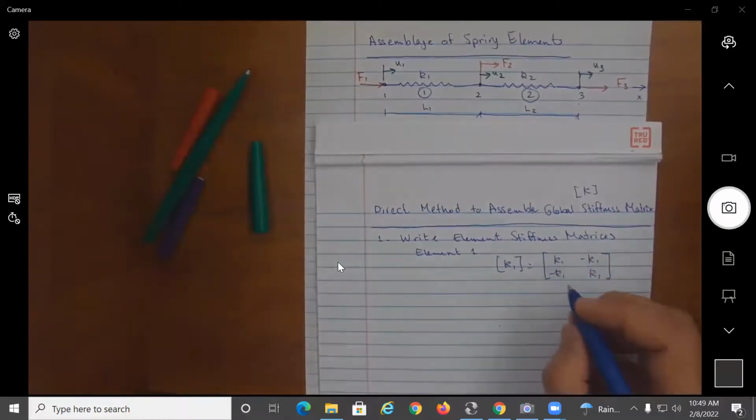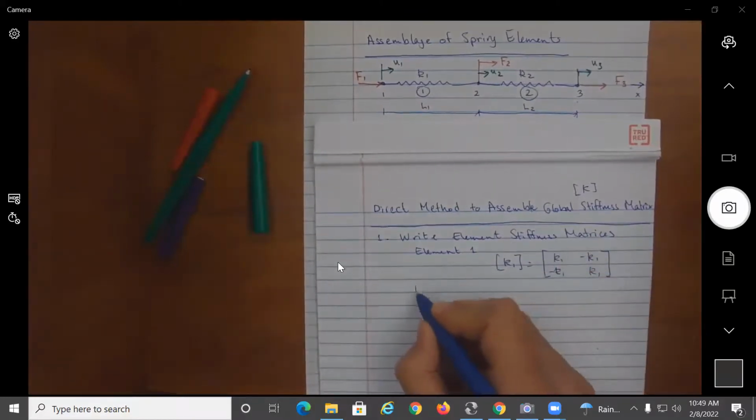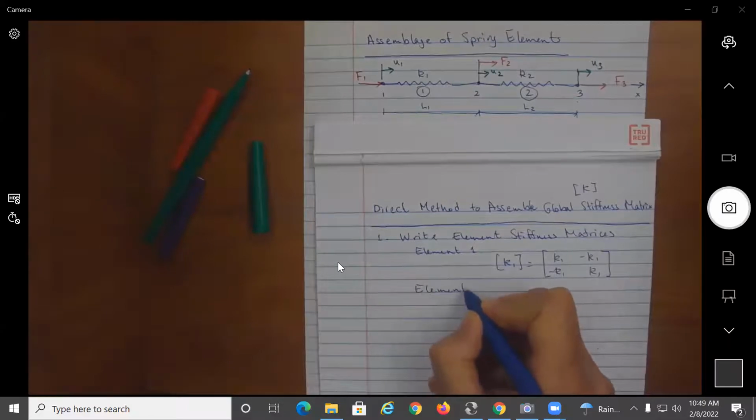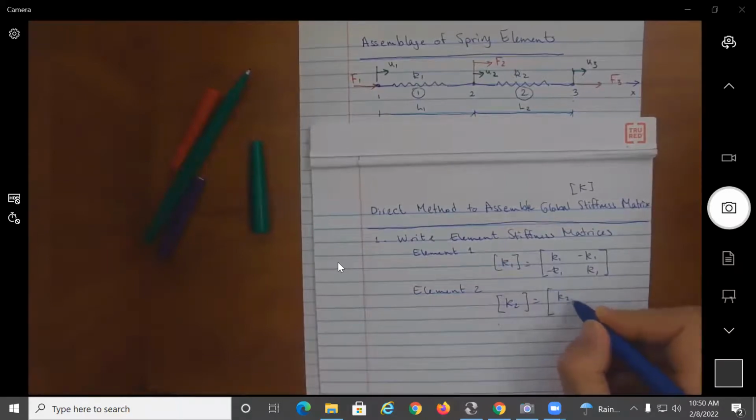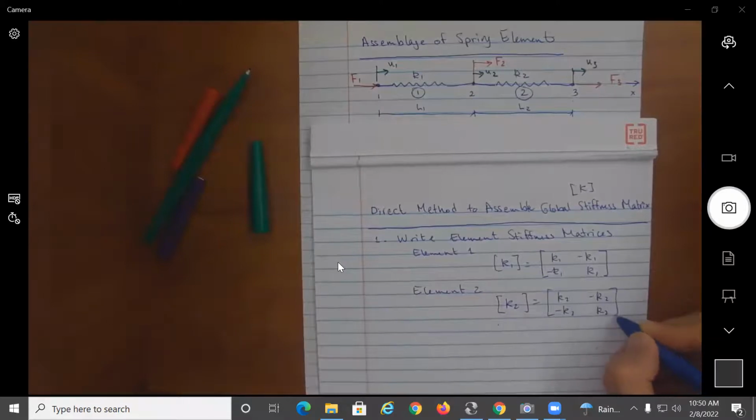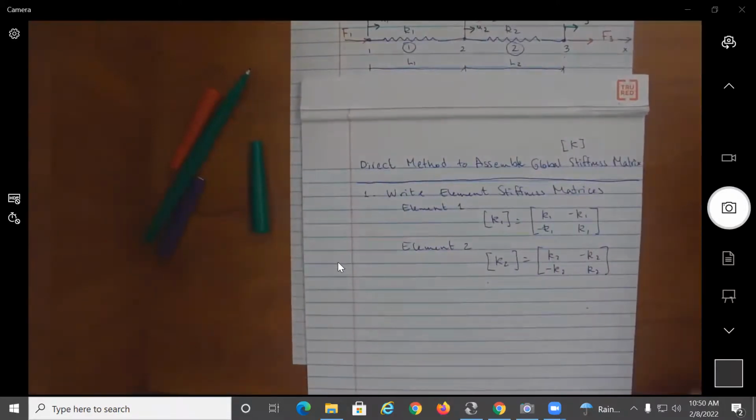And I'm going to have a K2, element 2, is going to have a K2 that is equal to K2, minus K2, minus K2 and K2.